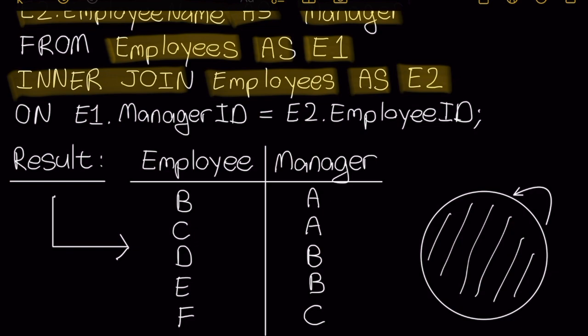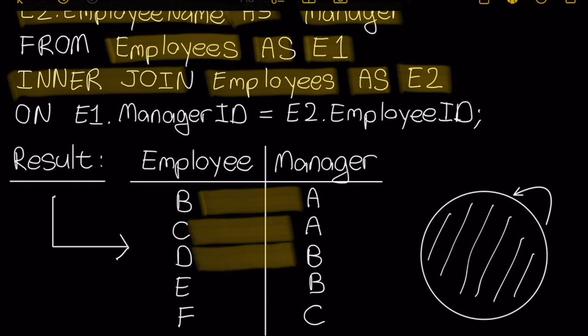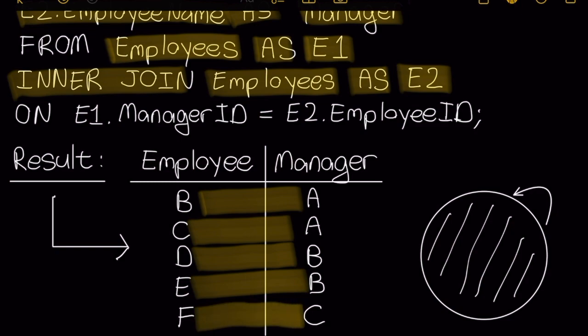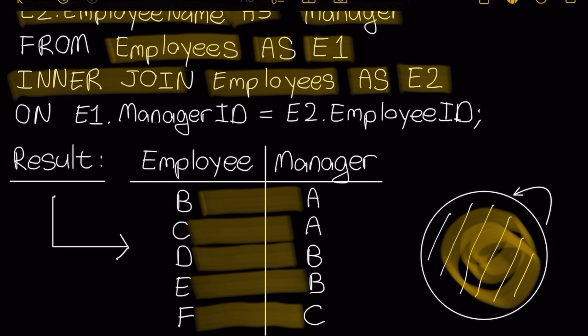And if you look at the resulting table, you can see that for employee B, the manager is A. For employee C, the manager is A. For employees D and E, the manager is B. And for employee F, the manager is C. For a self-join, there really isn't a Venn diagram, but this basically indicates that it's joining with itself.